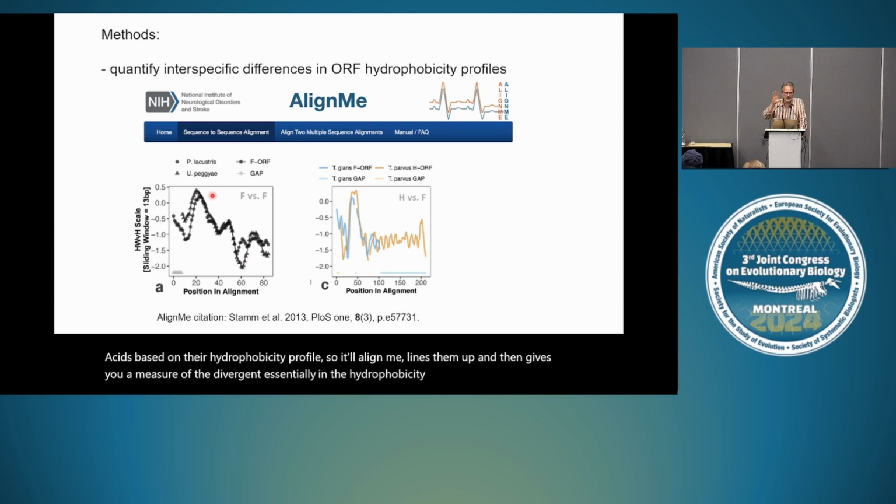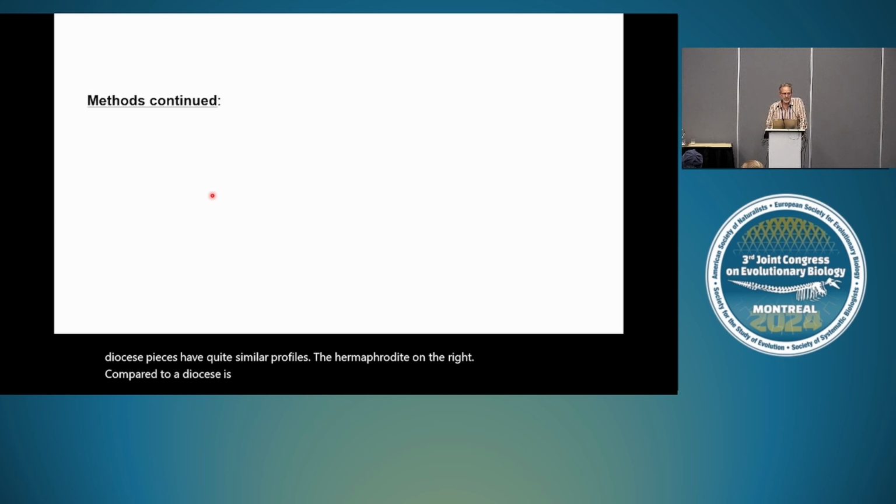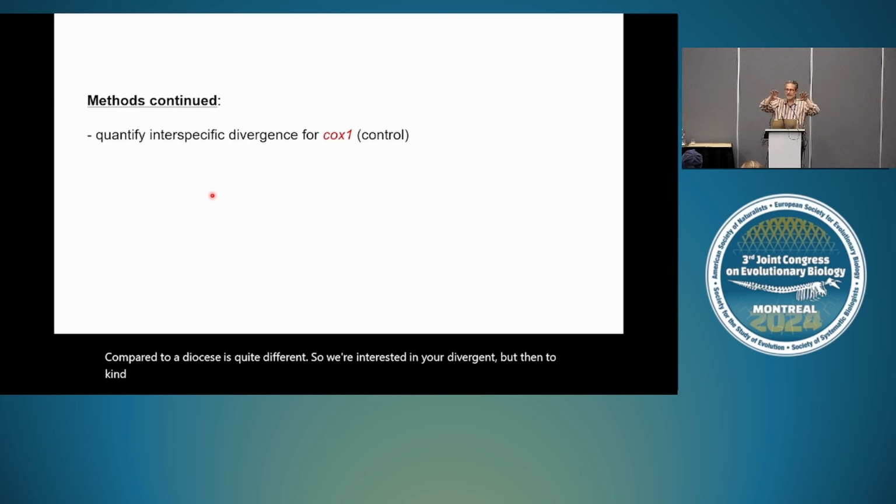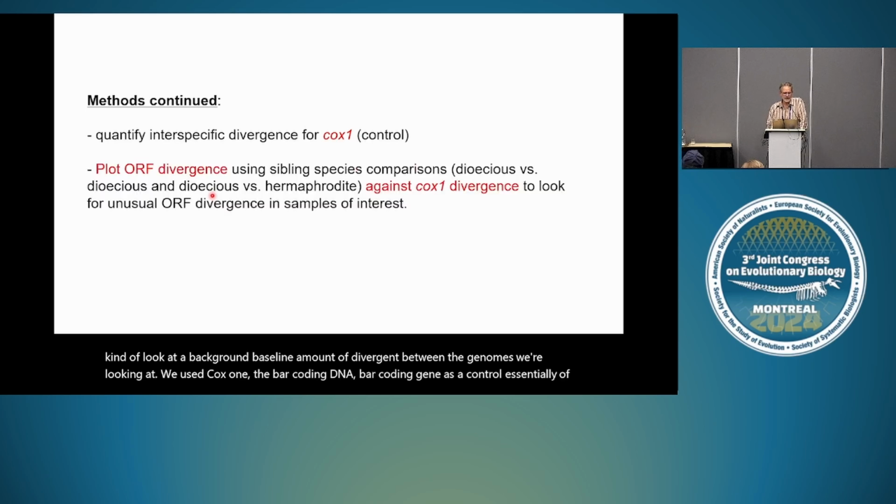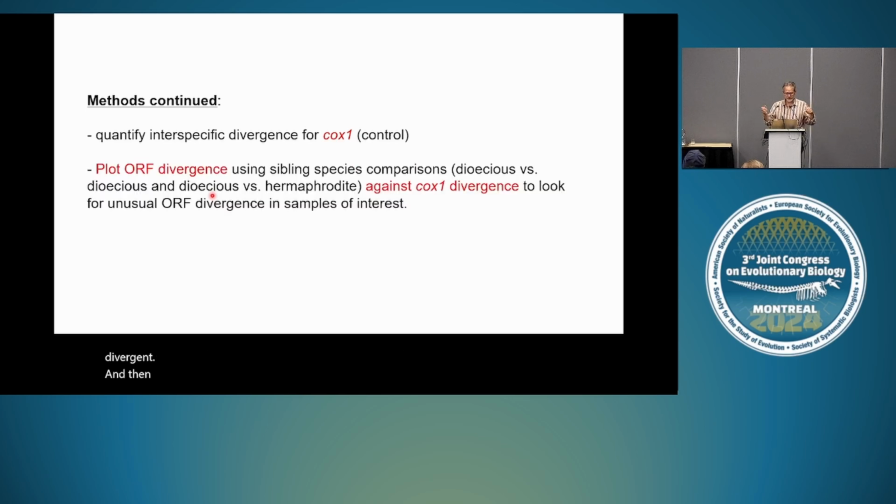And so the dioecious species have quite similar profiles. The hermaphrodite on the right, compared to a dioecious species, is quite different. We're interested in the ORF divergence, but to look at a background baseline amount of divergence between the genomes we're looking at, we used COX-1, the DNA barcoding gene, as a control essentially of divergence. And then we plotted ORF divergence, measured using AlignMe, against COX-1 divergence.